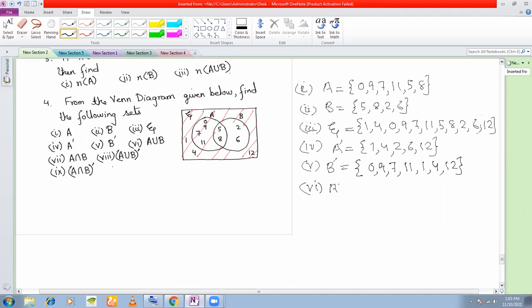Next, A union B. A union B is all the elements within the two circles. So write all the elements within the two circles.